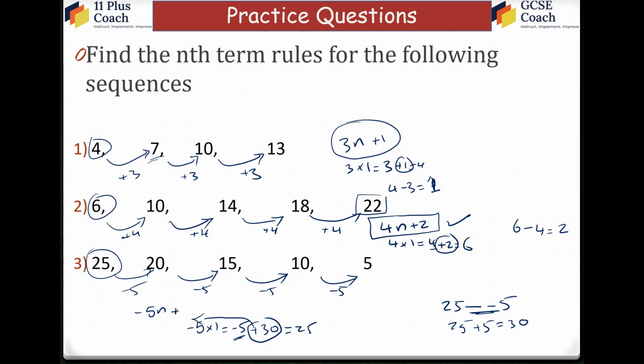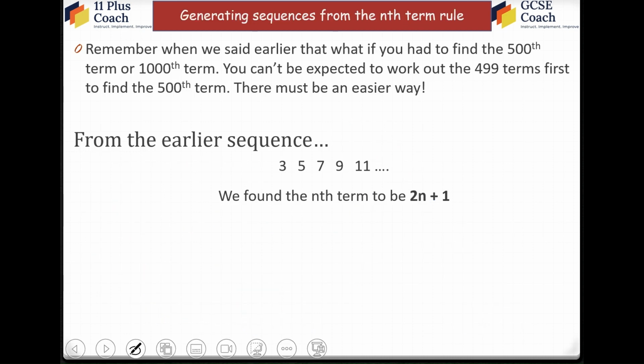So minus 5n plus 30 is the total nth term of this sequence, which could be written as 30 minus 5n. So both of them are the same thing. And always double check. Let's say I want the second term again. I replace n with 2. So minus 5 times 2 is minus 10. 30 take away 10 is 20. So it does work. So that's the right answer. Hopefully you got these right.